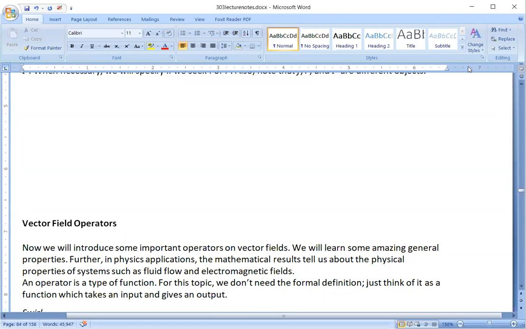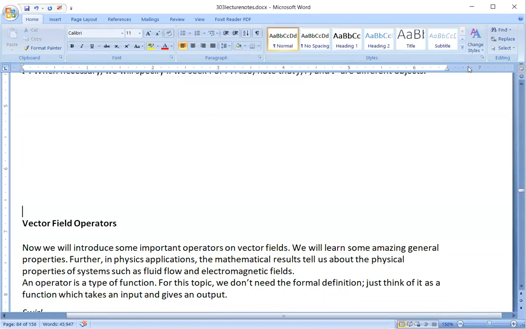We just talked about vector fields and what a vector field is, and now we're going to talk about vector field operators. So we're going to learn some important general properties, and we're going to see, when we come to physics applications, the connection between a mathematical result and physical properties of the vector field or the system.